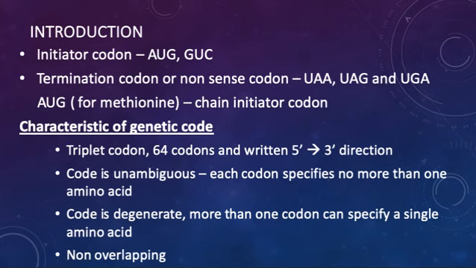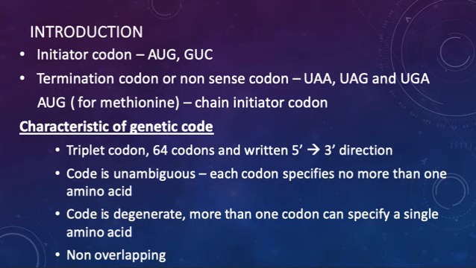Now these genetic codons have certain characteristic features, right? So as we said in the previous slide, it is a triplet codon, that is it is made up of three nucleotides or three bases, and 64 codons are written, and these are always written from the 5' end to the 3' end direction of the mRNA. And this codon is ubiquitous. Okay, so each codon specifies not more than one amino acid.